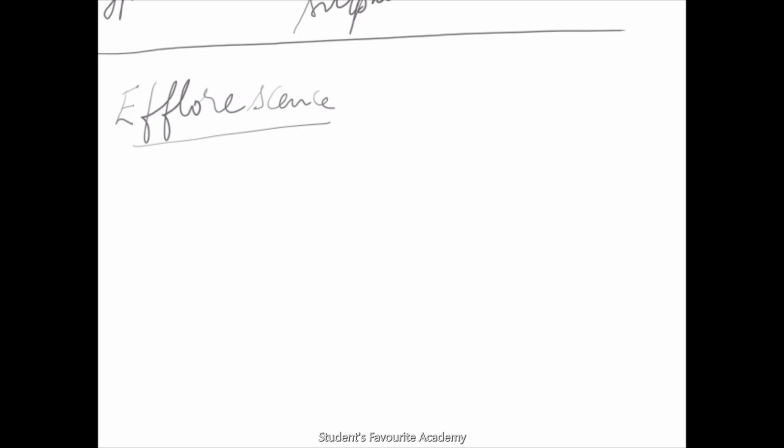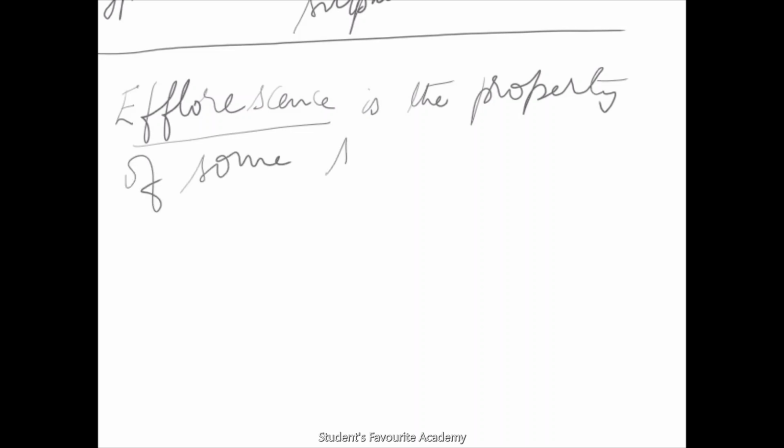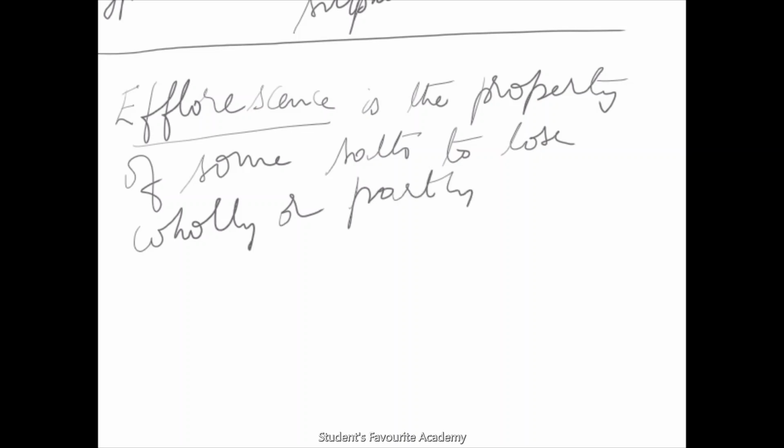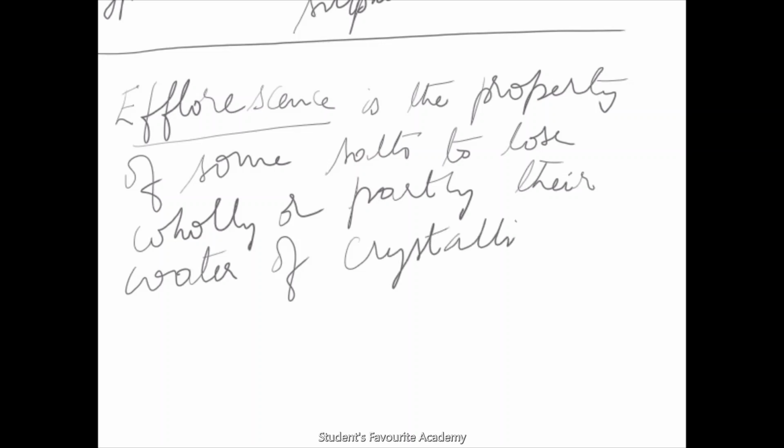Is that clear? So let me write the definition. Efflorescence is the property of some salts. Some salts means which type of salts? Hydrated salts. What is the property? To lose wholly or partly their water of crystallization.